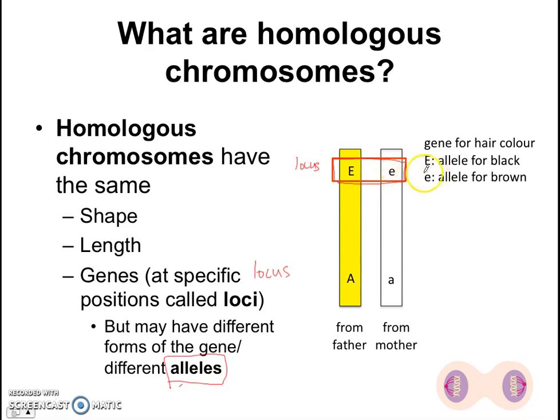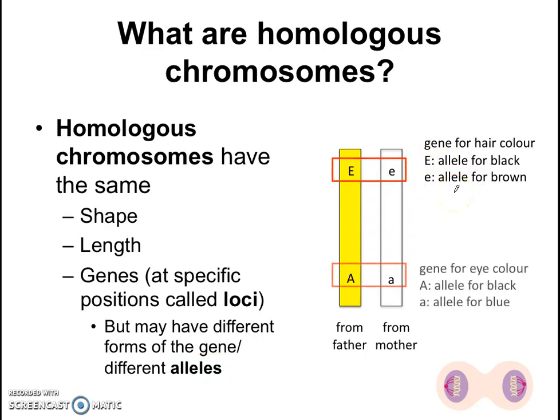And we represent it using different letters. So I might represent the allele for black hair as capital E, and I represent the allele for brown hair with a small e. And I use E for both because they are both genes for hair color, right? They control the same trait, so I use the same letter for them. But different, one is capital, the other one is not capital because they're different versions of that gene.